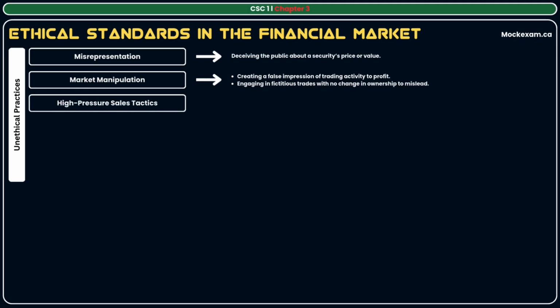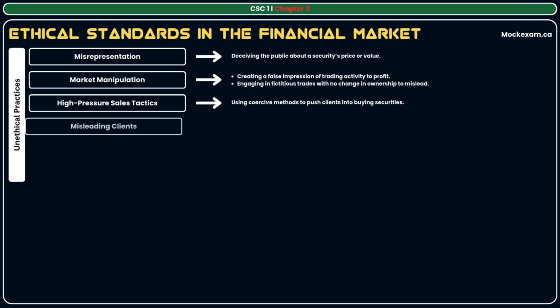Number three, high pressure sales tactics. It means using coercive methods to push clients into buying securities. An example is, let's say, a financial advisor tells a hesitant client that if you don't buy into this opportunity right now, you'll miss out on the chance of a lifetime. It pressures them into making a hasty decision without fully understanding the risks. This is an example of high pressure sales tactics.